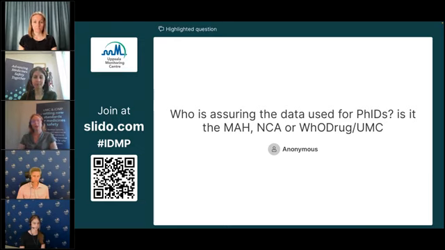Then UMC's role is to take these data, because there will still be local terminologies. I think there will be many years until we all use the same terminologies. So then UMC's role is to take these data from the market authorization holders and the NCAs and then harmonize it in order to create the global identifiers. So it's really a joint effort that we're looking into.